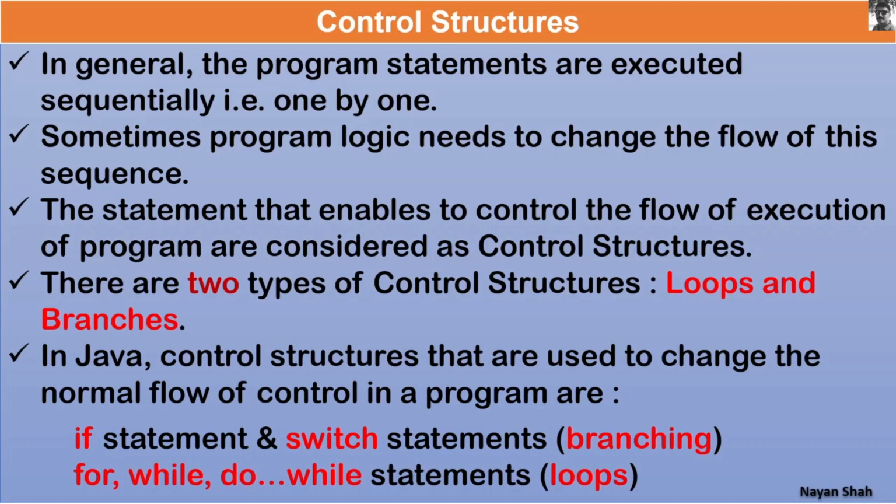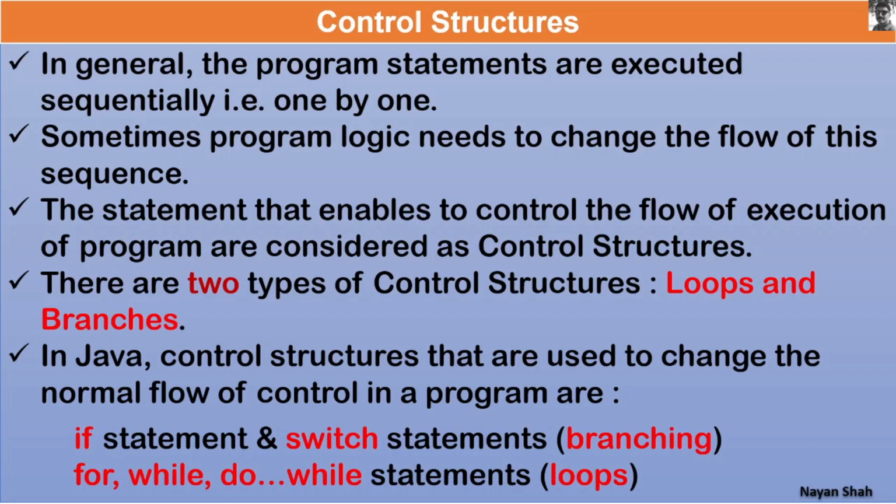At a certain point in your program, you don't want to continue with the next statement, rather you want to skip some statements, or you want to repeat some statements again and again before going ahead. So how to do this? The statements that enable us to control or change the flow of execution of the program are considered control structures. Rather, it is very simple: those statements which change the flow of the program are called control structures.